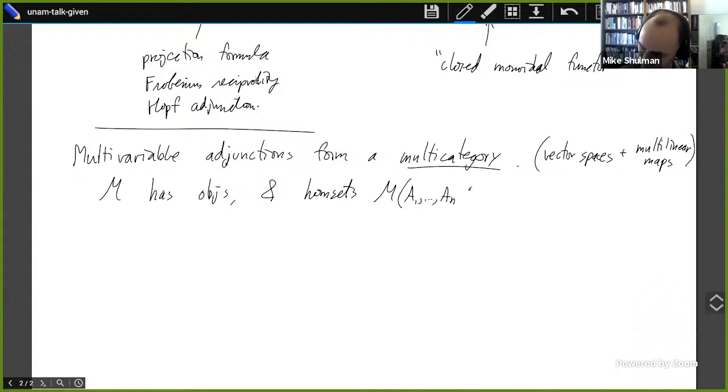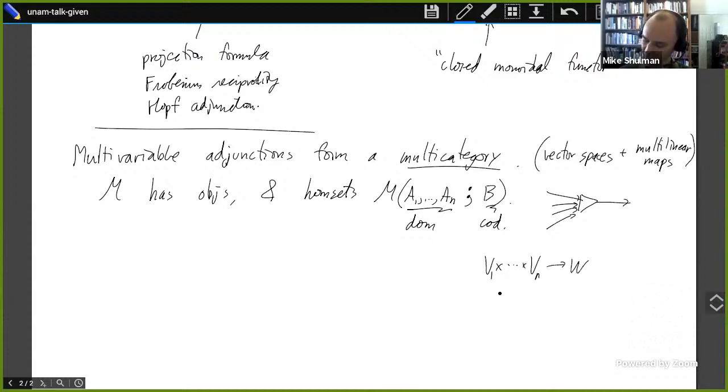Up to A_n with commas, and then a semicolon, and then the codomain. So these objects are all the domain, and this is the codomain. You can think about this as kind of like an arrow that has a bunch of inputs and a single output. In the case of vector spaces, this would be a multilinear map. It would be a function V1 cross up to Vn to W, which is linear in each argument separately. That would be a multilinear map.